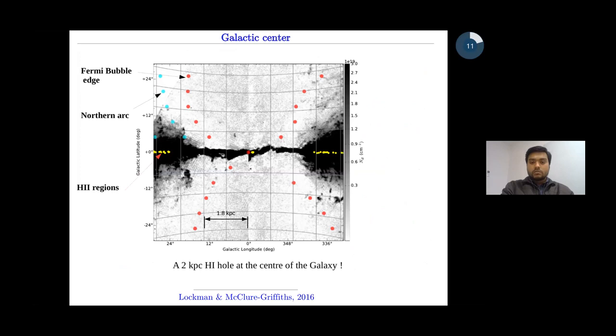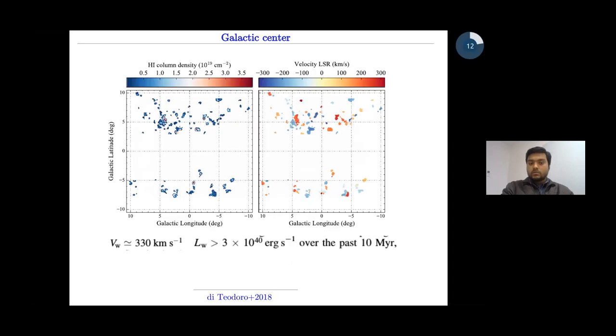So looking at the HI emission, this is a result from Lockman and McClure-Griffiths, who find that the galactic center has a huge hole in the HI emission. And this is what is shown over here. The outer edge of the Fermi bubble is shown by these red dotted lines. And there is another X-ray structure which is called the northern arc, which is shown by the cyan lines. But surprisingly, this is actually of the size of about 2 kiloparsec in radius, which is huge. Okay, so we also have individual HI emitting clouds towards the galactic center.